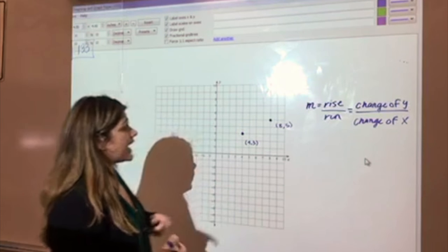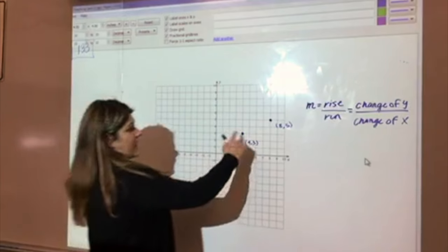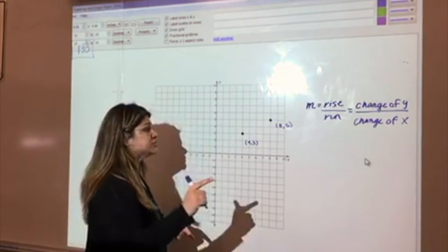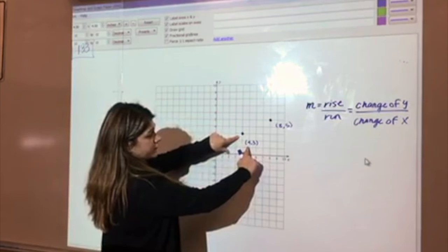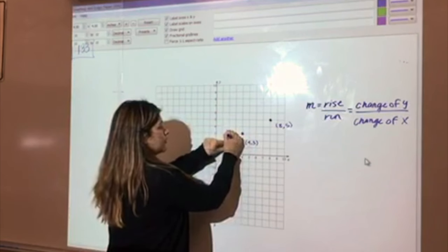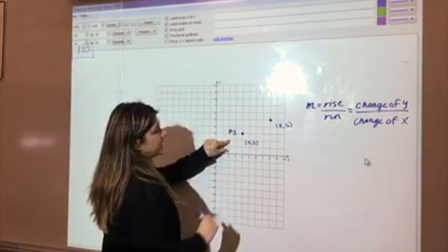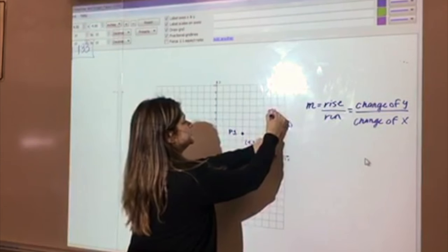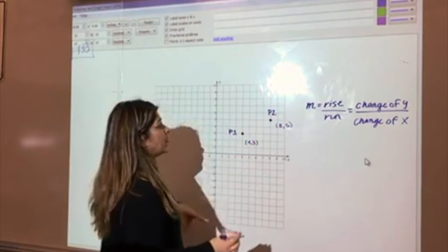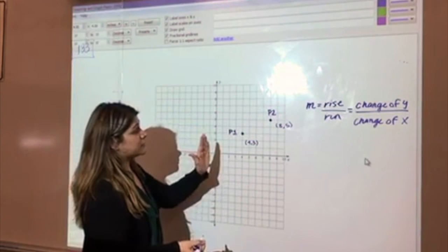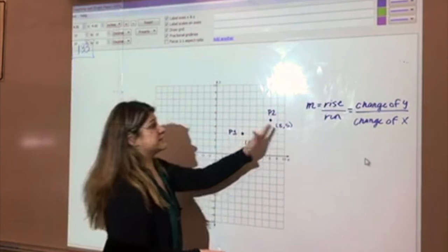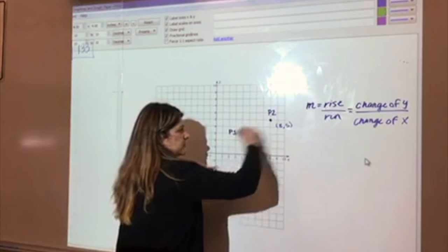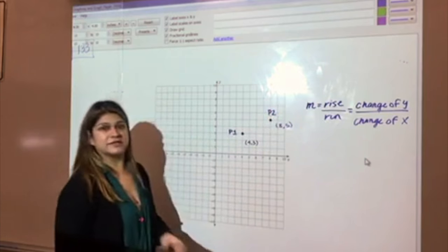So if I'm looking at any 2 points, and it's really up to you, as long as you pick a point and stick to it, I'm going to call (4, 3) point 1. And I'm going to call my second point (8, 5) point 2. Now, I am calculating the change from my first point to my second point. I can't just draw a line through them and say, that's a change, right?